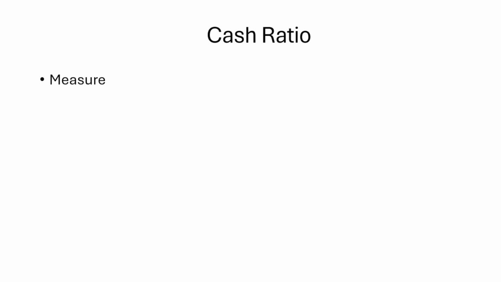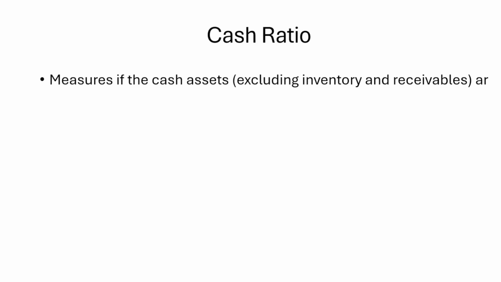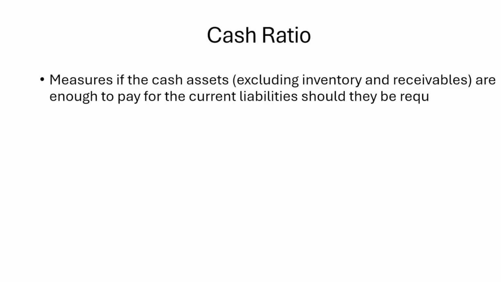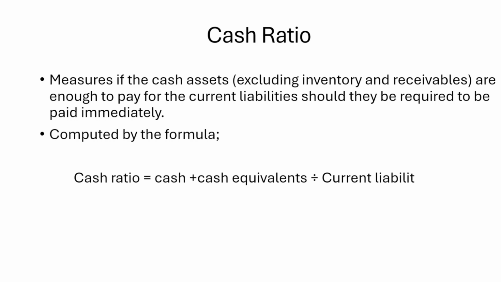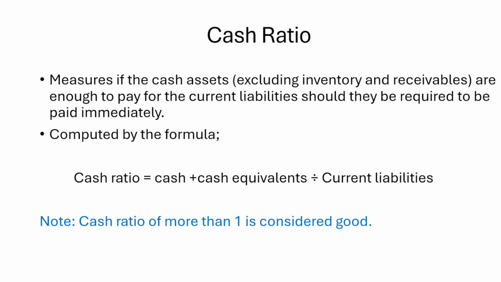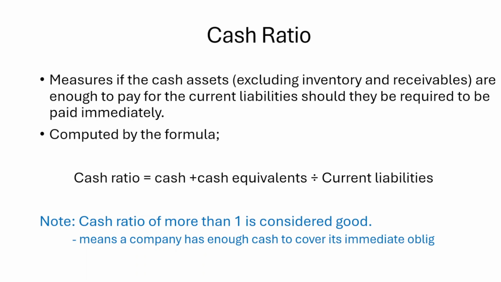Let us move to the third liquidity ratio, which is the cash ratio. It measures if the current cash assets are enough to pay for the current liabilities. The cash assets in this case exclude inventory and receivables. The formula for calculating that is cash plus only the cash equivalents, then you divide that by the current liabilities. If the cash ratio is more than 1, it's considered good, meaning the company has enough cash to cover its immediate obligations.